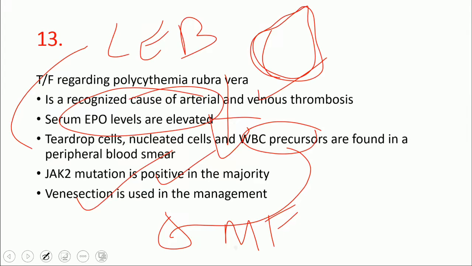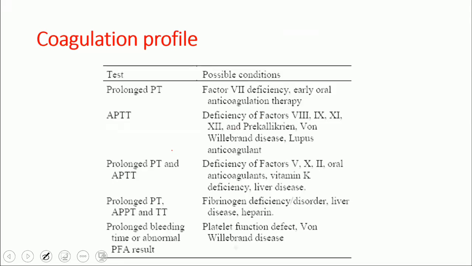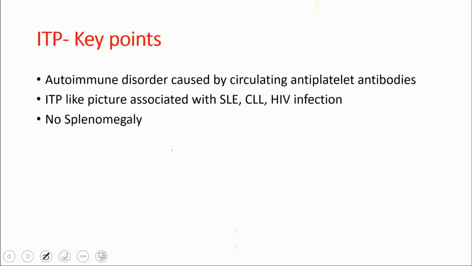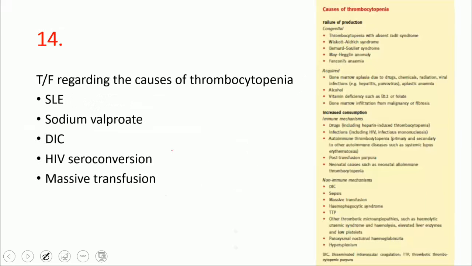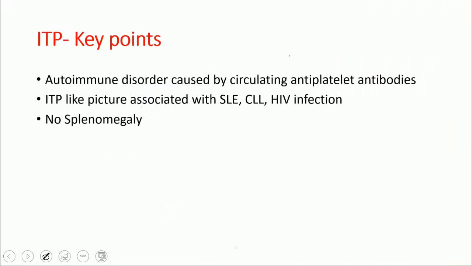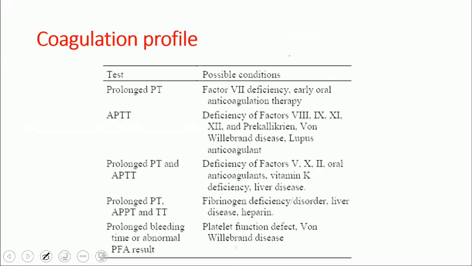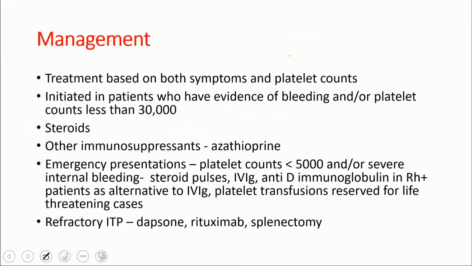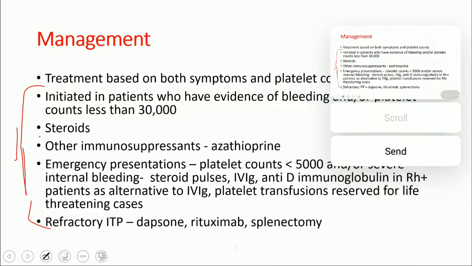Okay, right. So the last section then is on bleeding disorders. So true or false regarding the causes of thrombocytopenia. Again, all of these are correct. Then an ITP kind of question, but this is important. When I make an ITP question, what is a best response MCQ?